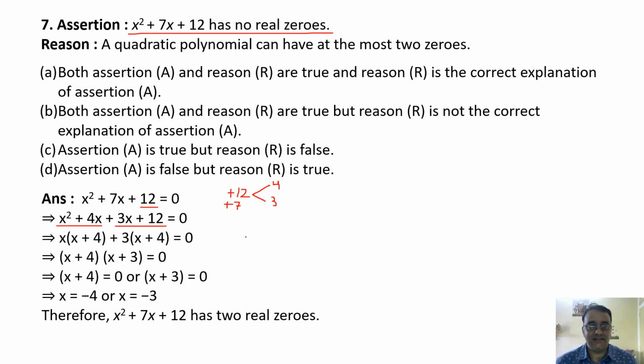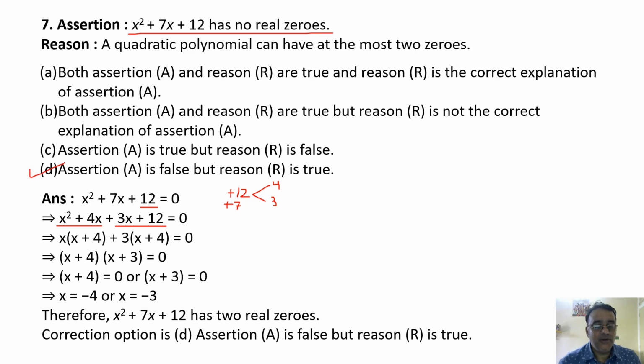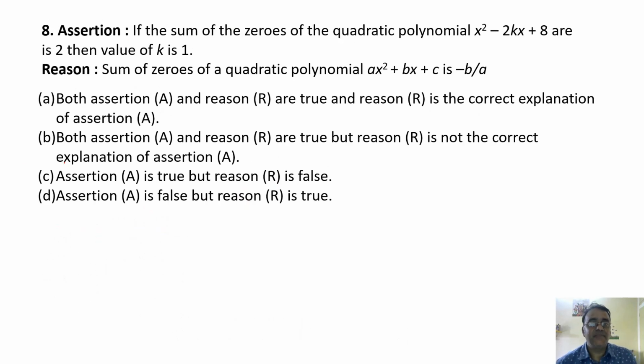But the reason is correct. So which option is correct? Option D. Right. Option D is the correct answer. Now we'll move towards question number 8.